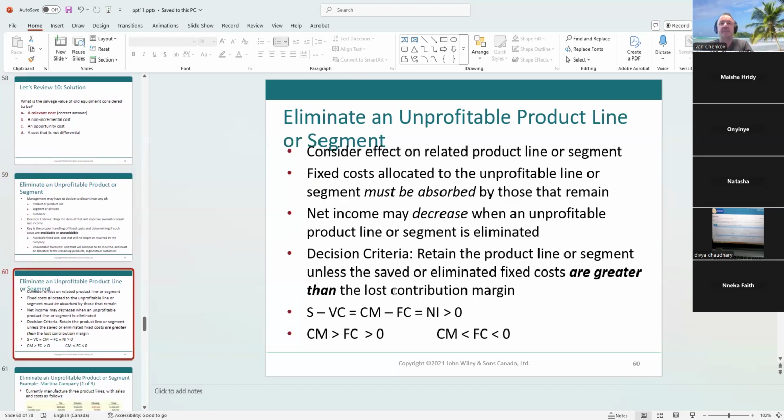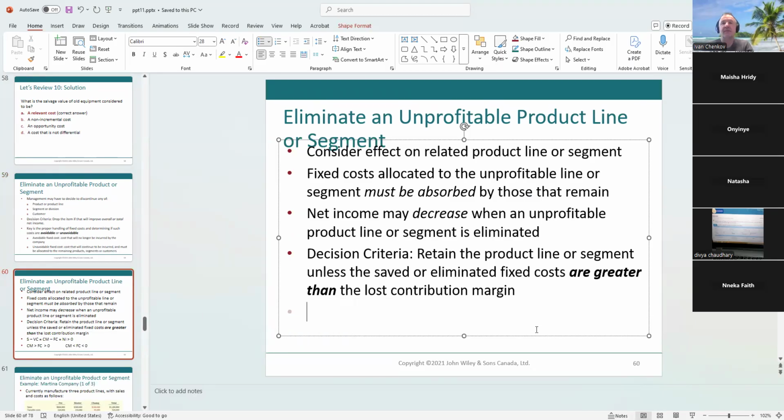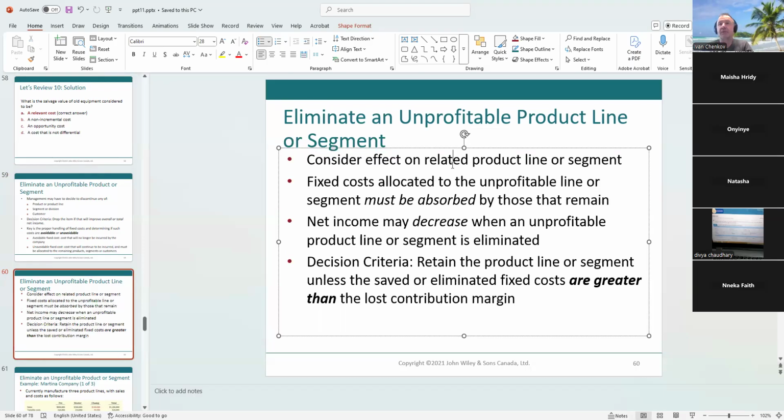Let's keep going now. Before we go to this one, let's move it here. Now, how are we going to consider this? Very simple. We're going to consider the effect of the related product in a line of the segment. The decision is fixed cost. It can be allocated to an unprofitable line. And if that happens, those fixed costs, because they're inappropriately allocated, are then going to be absorbed by the entire company. If that happens, the net income will decrease.